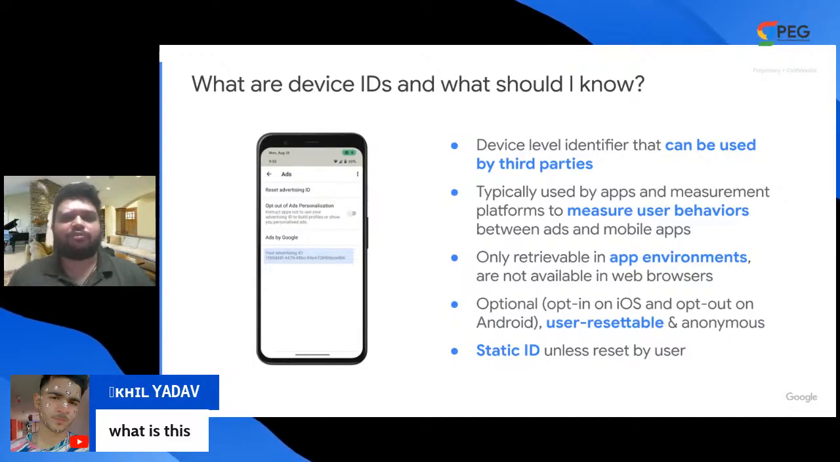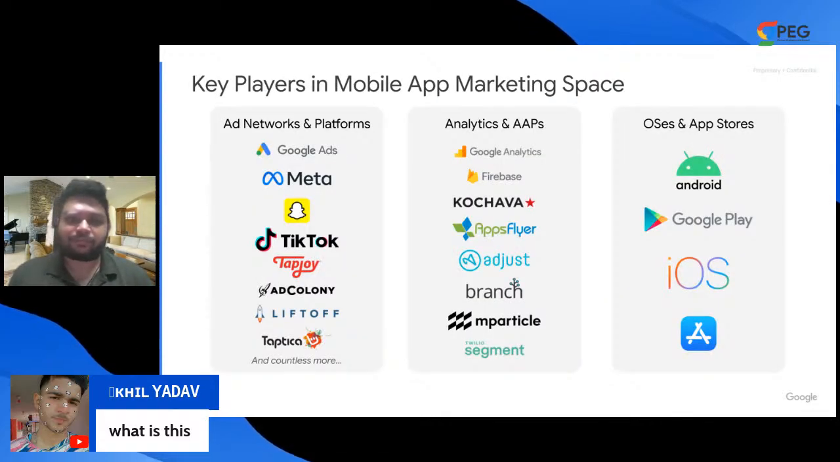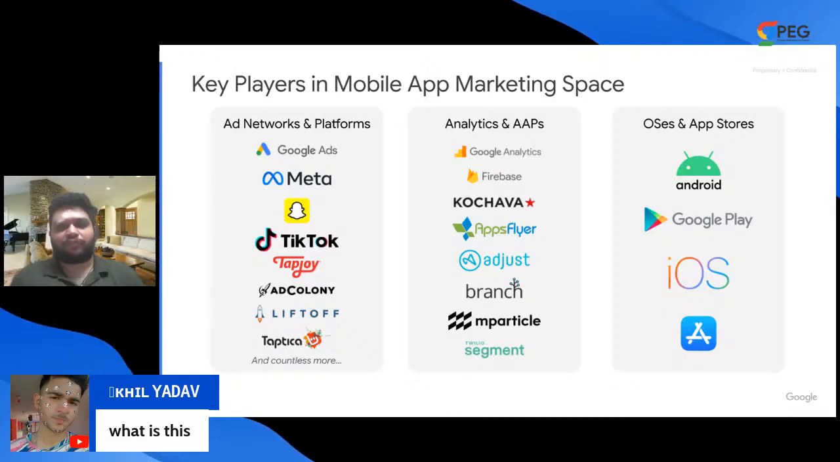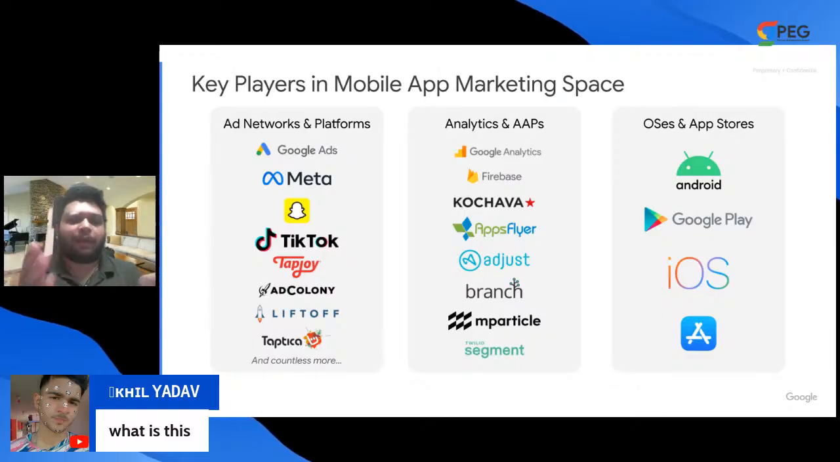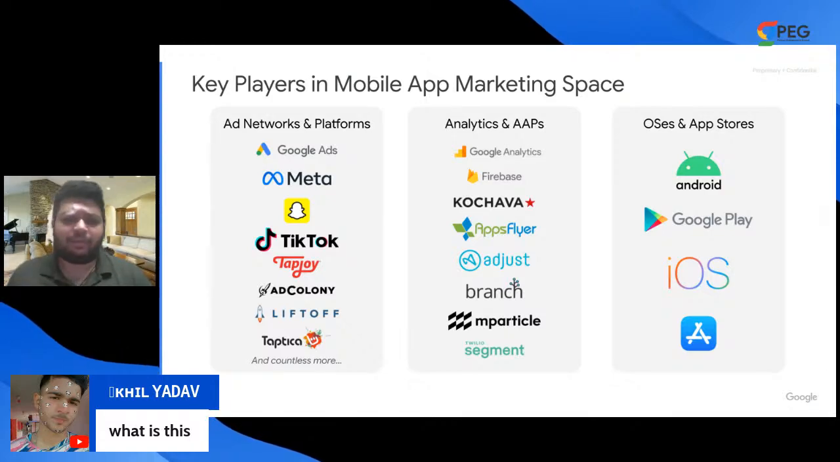Then we have user-resettable IDs. These are anonymous, and we also have static IDs defined for the users. Now, how do we track the measurement here? Firstly, let's understand the key players in your mobile app marketing space. As you can see on your screen, we have ad network platforms. Ad network platforms are something which will help you promote your mobile applications, which is your Google Ads, Meta, Snapchat, TikTok, AppJoy, and there are multiple other ad networks and platforms which will help you promote.